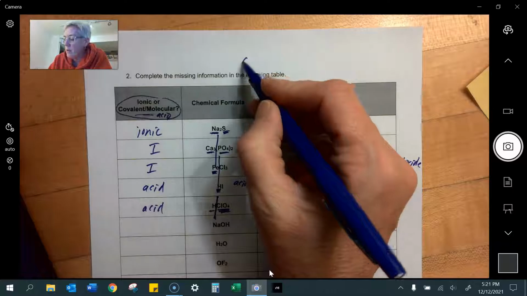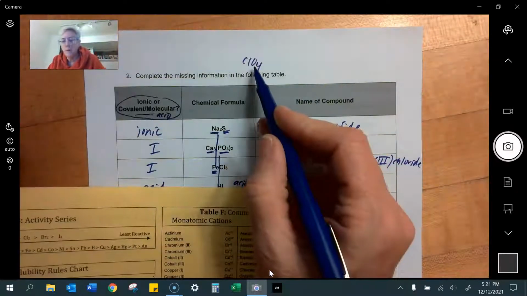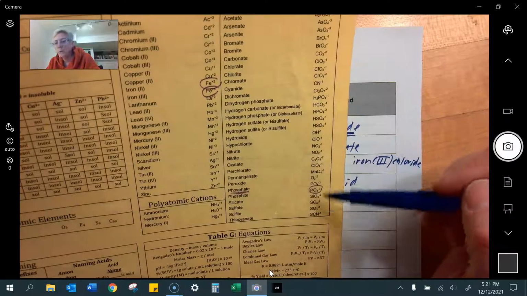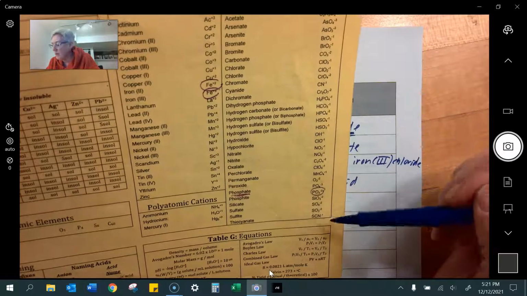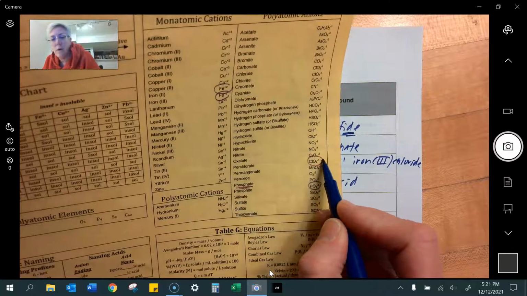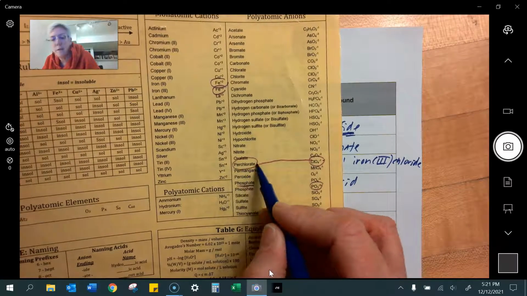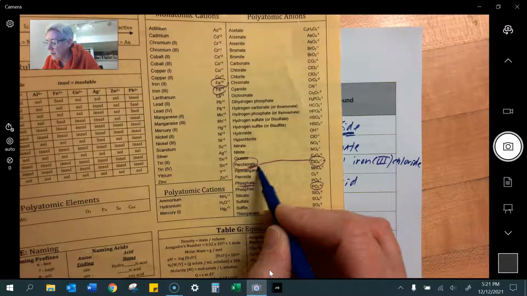I'm going to write this up here. ClO4. So we got to find it. That's an oxygen. So we have an oxyacid. So we're using one of these polyatomic ions. So let's find ClO4. Oh, there it is right there. ClO4 is called perchlorate. That ends in ATE.